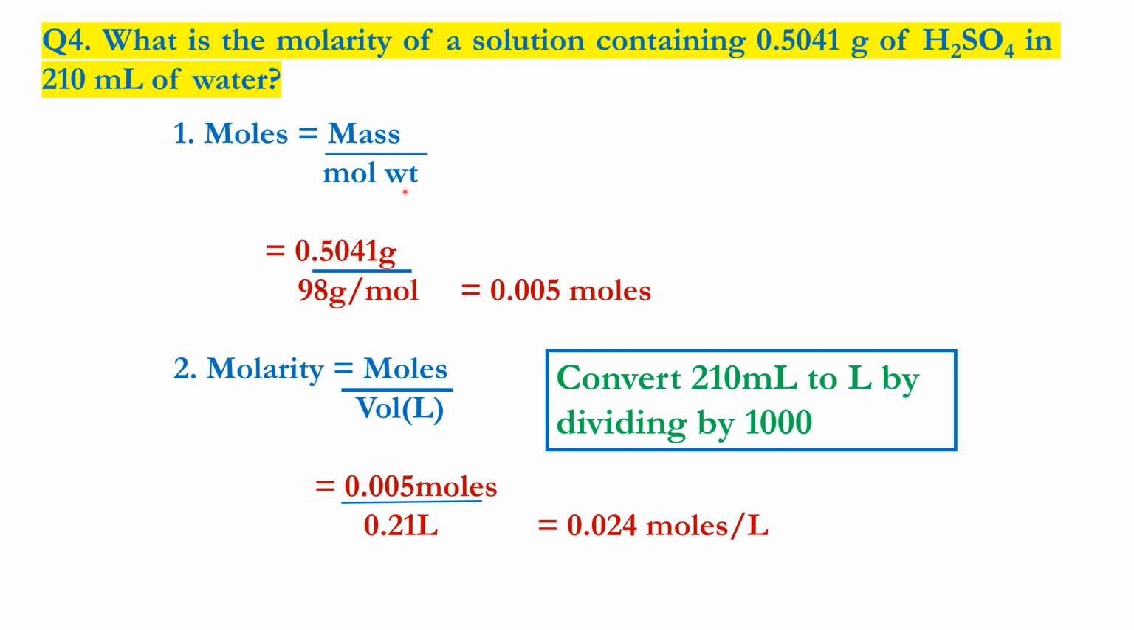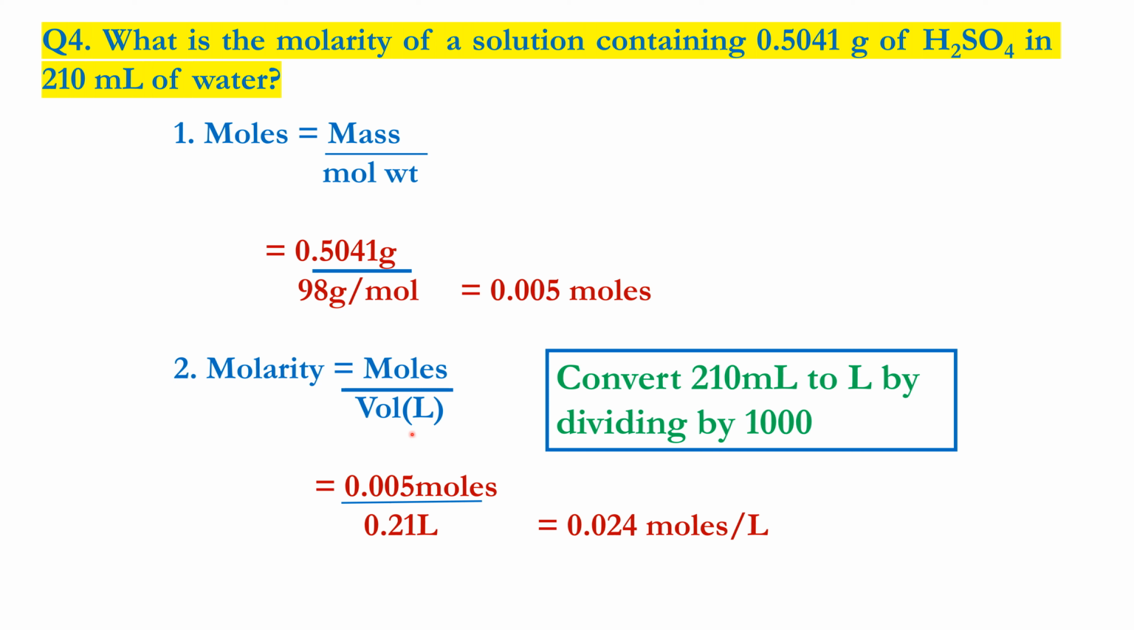So the mass that is given is 0.5041 gram. We put it here. And the molecular weight of H2SO4 is 98 gram per mole. So we put it here. So when we divide, we will get that the moles is equal to 0.005 moles. Once we get the moles, we can then calculate the molarity that we are asked to calculate. So molarity is given by the formula molarity equal to moles divided by volume.